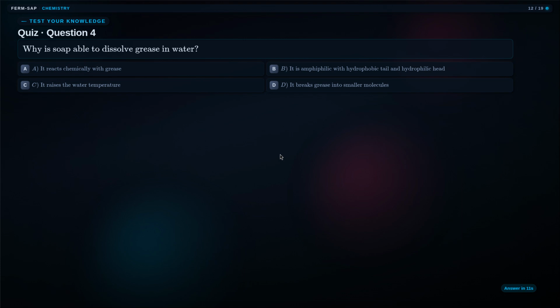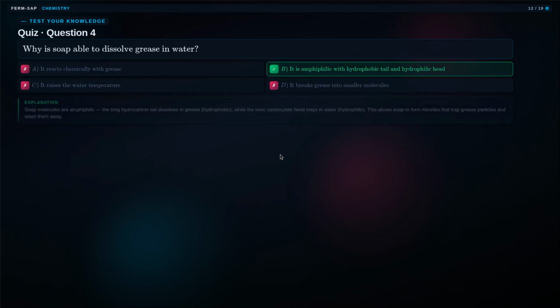The correct answer is B. Soap molecules are amphiphilic. The long hydrocarbon tail dissolves in grease, while the ionic carboxylate head stays in water. This allows soap to form micelles that trap grease particles and wash them away.